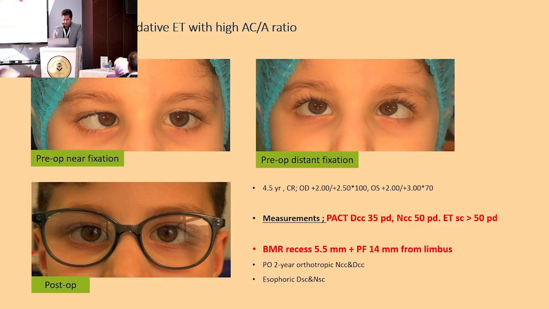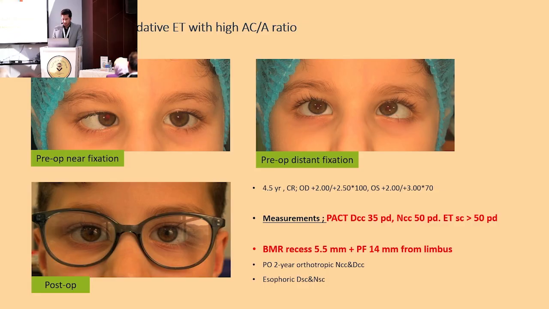This child has a partially accommodative esotropia. He has 35 prism diopters of esotropia with distant fixation with the spectacles, and he measured 50 prism diopters of esotropia with the spectacles for near fixation. So the decision here was to choose the distant angle as the surgical target, and we added a posterior fixation suture to overcome the near overconvergence. A 5.5 millimeter medial rectus recession was done in both eyes, and a posterior fixation suture was added 14 millimeters from the limbus.